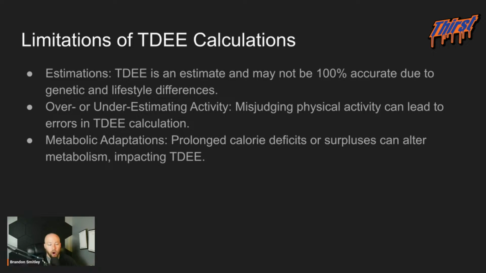So you've got over- and under-estimating activity. This is where a lot of people have issues: they misjudge their physical activity level, and that can lead to errors in what they're going to actually calculate out. So many people think that they're more physically active than they actually are, and so they overcount those calories, and then they have a hard time losing weight.